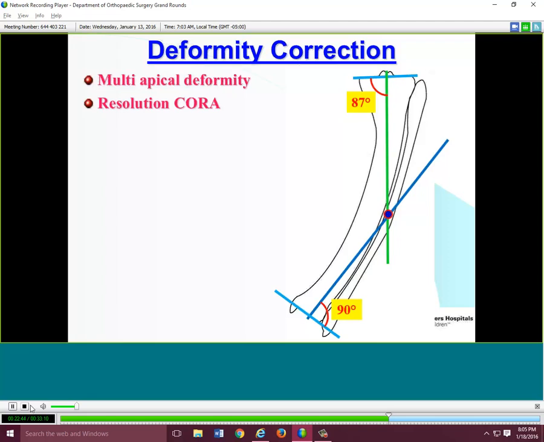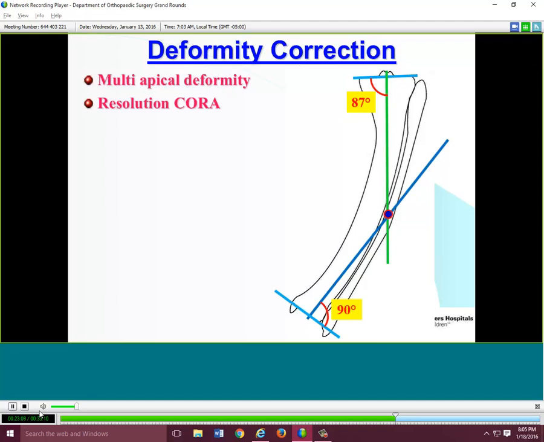Now in the tibia, it's interesting. If your CORA does not fall within the bone, that's already a strong indicator that you don't have a single apex, so you have a multi-apical deformity. In the femur, if you're using mechanical axis, it's a little bit weirder because the mechanical axis doesn't actually travel through the bone. But as we already saw in the femur, if your proximal and distal mechanical axes don't cross, that means your deformity is also probably multi-apical.